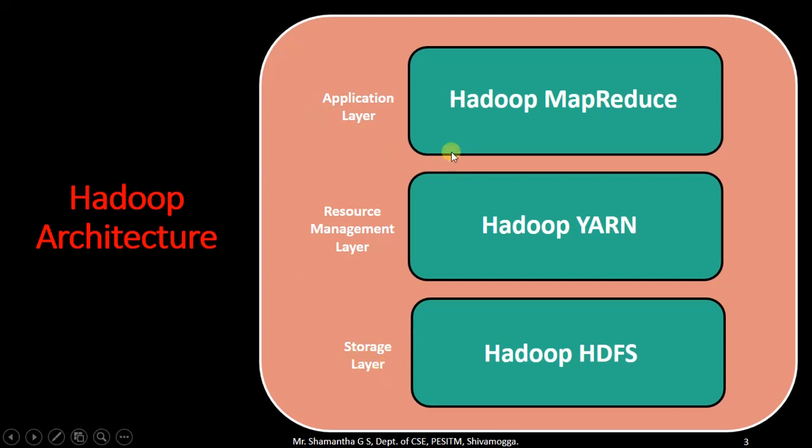In today's lecture, we are going to discuss Hadoop MapReduce. This is to process the data that is stored in the HDFS. In HDFS, the data is stored in various data nodes, and that data has to be processed. For that processing of the data, we have Hadoop MapReduce. About Hadoop YARN, we will discuss in future videos.